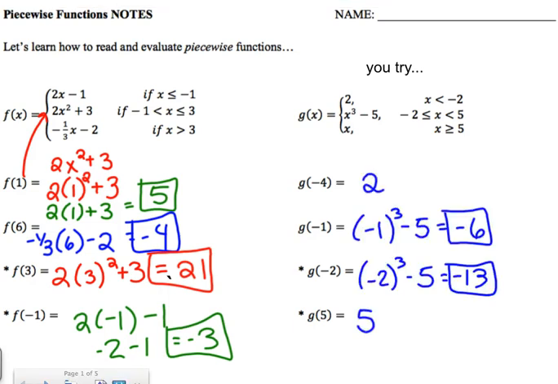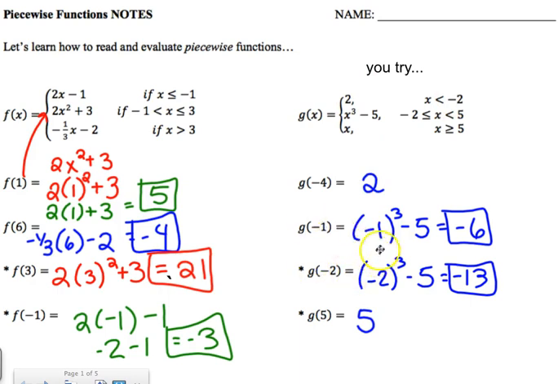Should have gotten 2, -6, -13, and 5. If you were confused on the first one, when it said g of -4, you'd plug it into this first one, and if you don't have an x or anything to substitute in, that just says, hey, the value is 2 for everything that's less than -2. So you would just tack down that number 2.